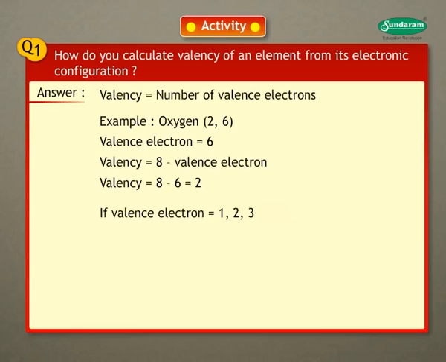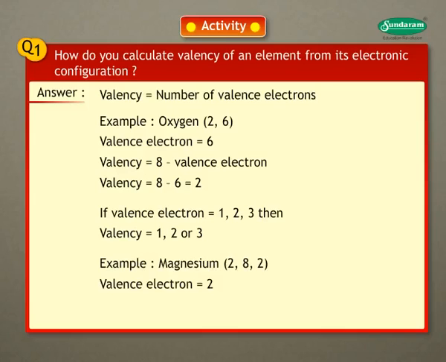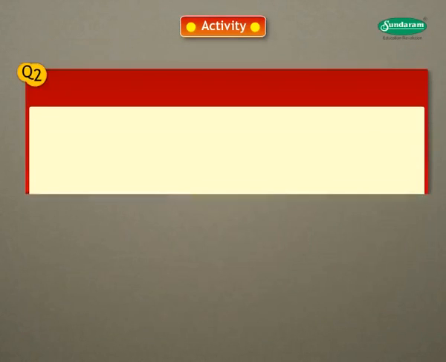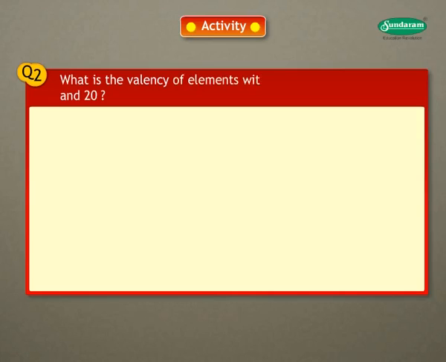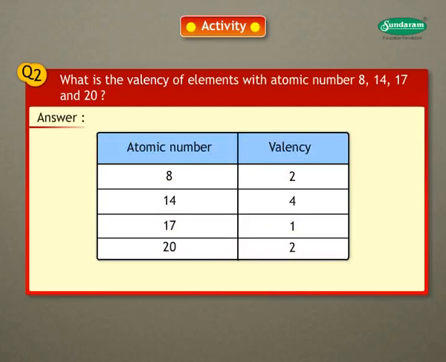In case of elements having less than 4 valence electrons, the valency is equal to the valence electron. Example, magnesium has 2 valence electrons, hence its valency is 2. Question 2. What is the valency of elements with atomic number 8, 14, 17 and 20? Answer. Valency of elements with atomic number 8, 14, 17 and 20 are 2, 4, 1 and 2 respectively.